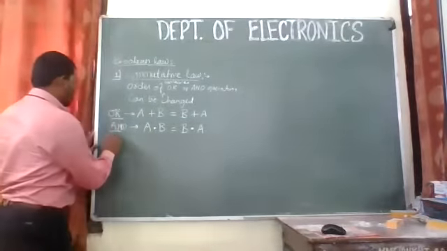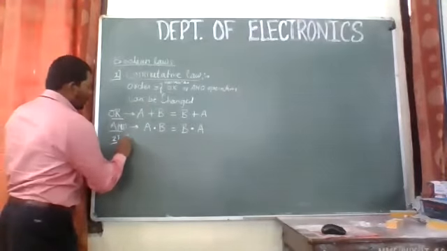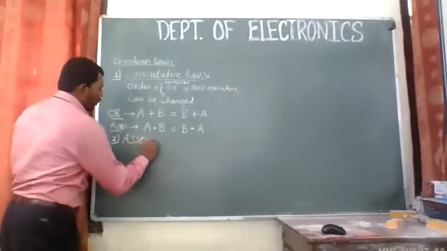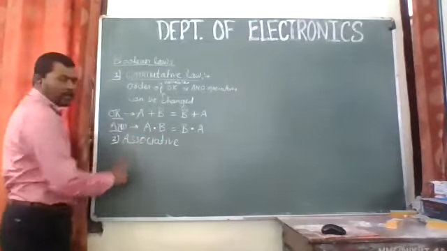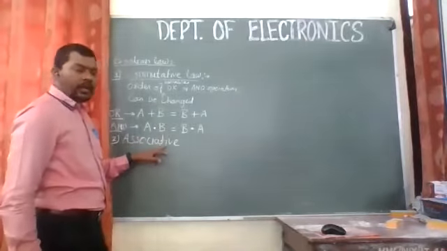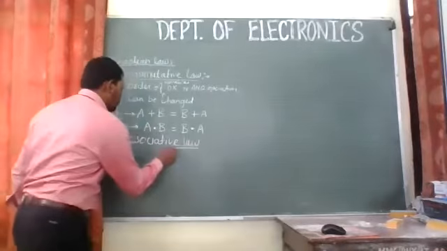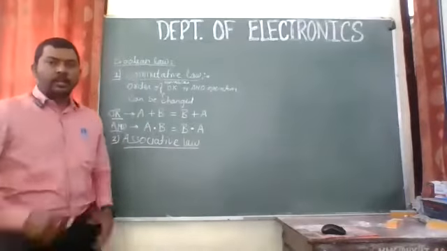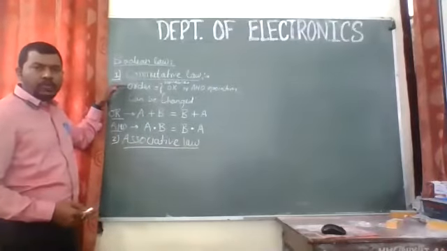The second law, I guess you have understood this, is the associative law. Associative law. I expect that it is visible to you. So the first law is the commutative law.